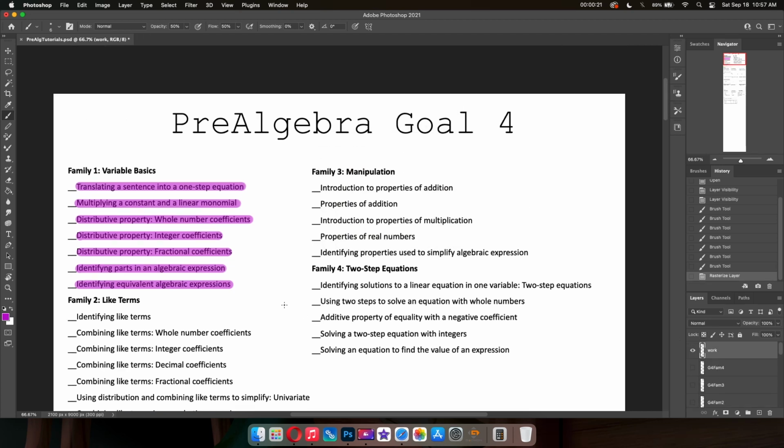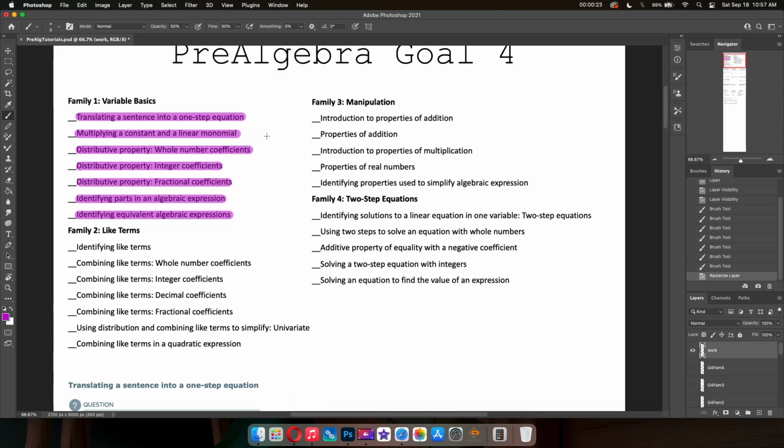What we're going to be doing here is starting off with some easy topics. This is the first group of topics that we want to focus on. More than anything else, we're trying to get you used to, exactly like the title says, variable basics. We want to get you used to manipulating numbers and letters before we can actually get you using numbers and letters. And that's what families 1 and 2 are both going to be doing.